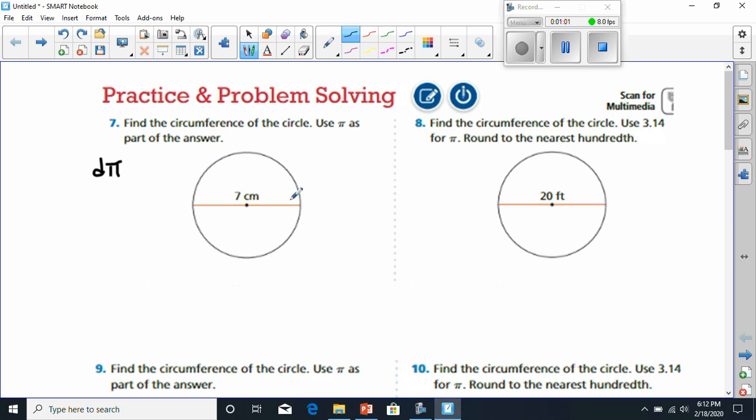We can either have the diameter times pi, or our other formula is 2 times the radius times pi. And that simply means the radius is half of the distance of a diameter, so we would have to multiply that by 2. So the diameter already is given as 7. Since they want pi as part of the answer, we can only put 7 times pi, and then let's not forget centimeters, because that is our unit of length. And that would be our answer.